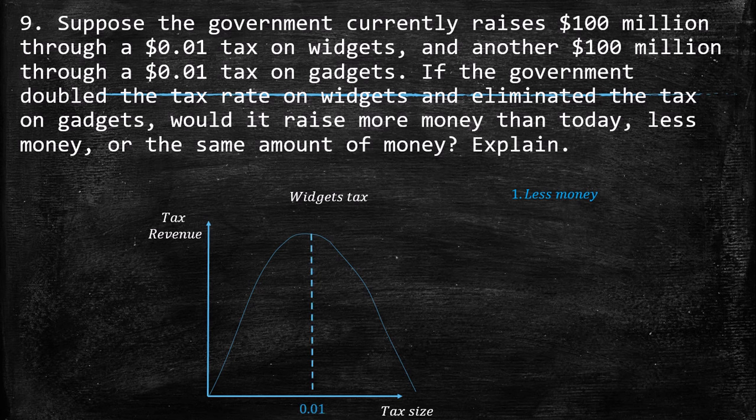Why? Because imagine that we were before at this point. We were at the point of maximum tax revenue given 0.01. So if there is a doubling of taxes, we will land over here. So there's going to be a larger tax, but the total revenue will be less.